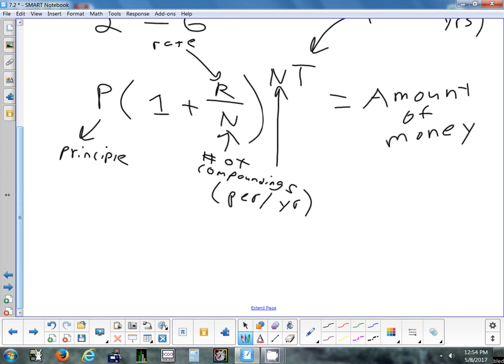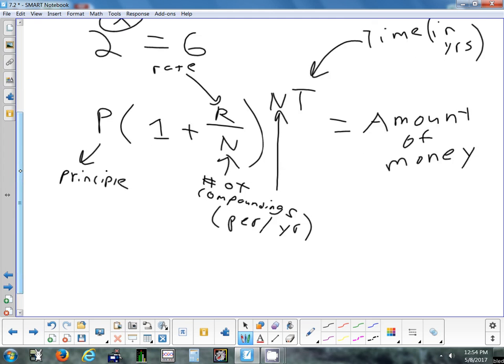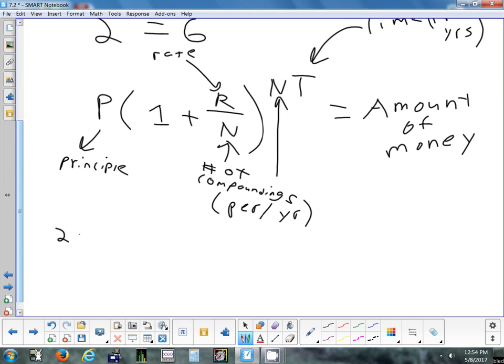So if I gave you a problem that said something like, you're going to invest $2,000 in a savings account. That's your principal. And the savings account is paying, well, most savings accounts now pay very, very little interest. It's usually like 0.1, 0.2%, very low. So not even 1%, like 0.1%.